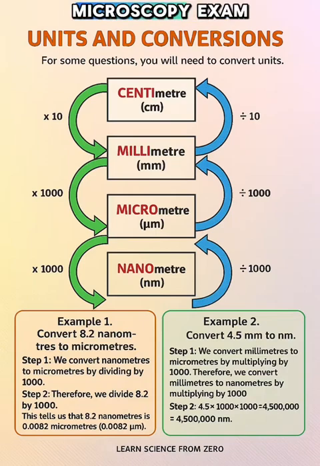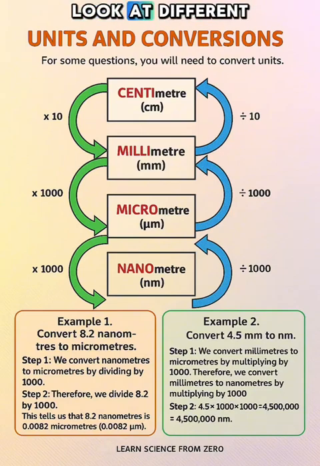Before we start looking at microscopy exam questions, first we need to familiarize with units and conversions. So here is a little flowchart: centimeters to millimeters times 10, millimeters to micrometers times 1,000, micrometer to nanometer times another 1,000. Now you can do the opposite, but all you have to do is just divide by those numbers showing there. So nanometers to micrometers, micrometers to milli, milli to centi, and you can have a look at the numbers there.